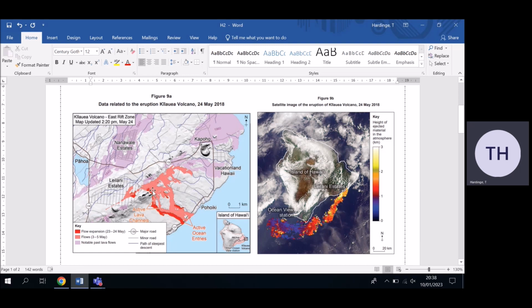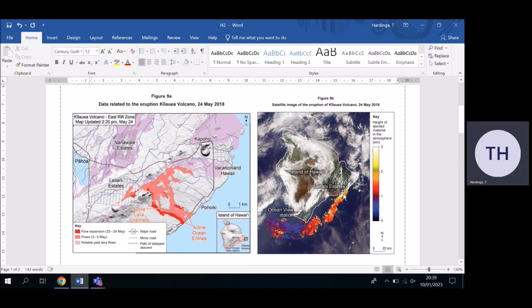Think about the fact that you've got 2 different flows of lava. You've got the lighter pink colour, which is what happened between the 3rd and the 5th of May. And then you've got the darker red colour, which is the additional lava that flowed on the 23rd, 24th of May. And the purple colour are notable past lava flows. You've got a scale bar down here which would be very useful in terms of comparing the relative sizes and directions of those different lava flows.